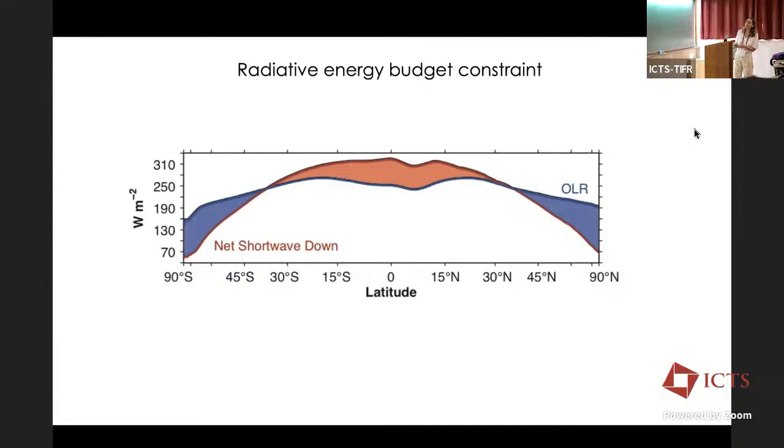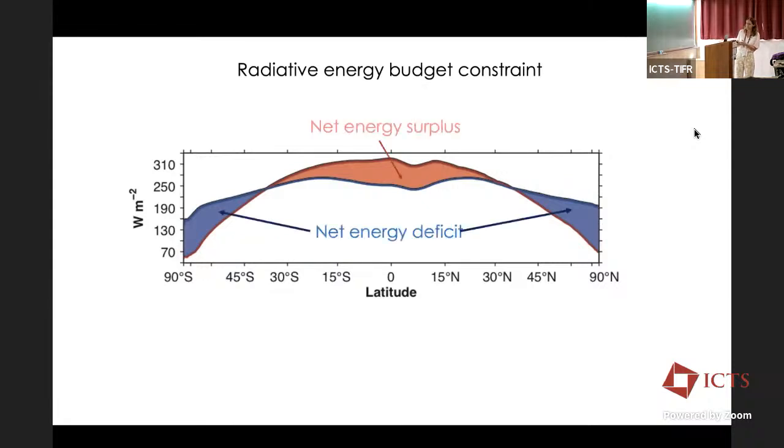Shown here, the red curve shows the distribution as a function of latitude of the net shortwave radiation absorbed by the climate system, and the blue curve represents the outgoing longwave radiation. And we clearly see that latitude by latitude, our system is not in radiative equilibrium, in the sense that there are regions, in particular in the tropics, where there is a net energy surplus. There is more energy absorbed than emitted back to space, whereas outside of the tropics, here broadly defined as 45 degrees south to 40 degrees north, where we have this region of net energy surplus. Outside of this region, we have a net energy deficit.